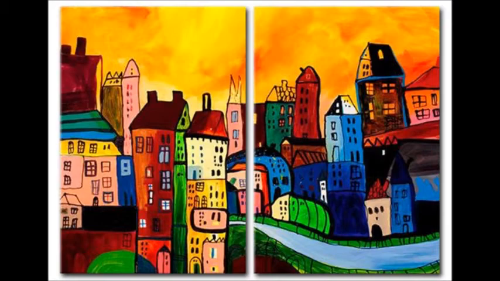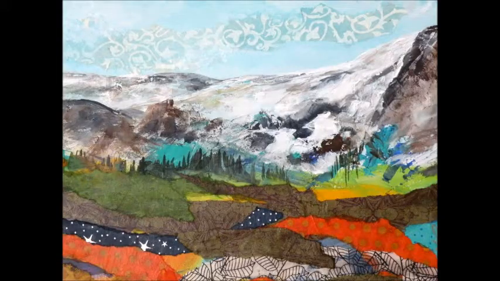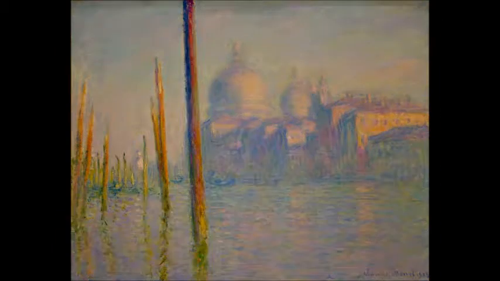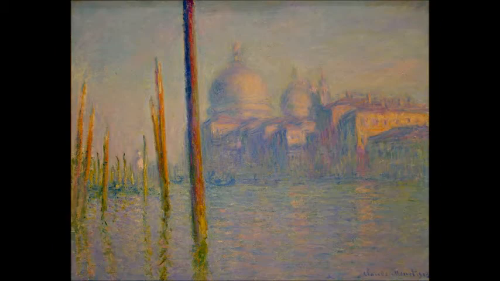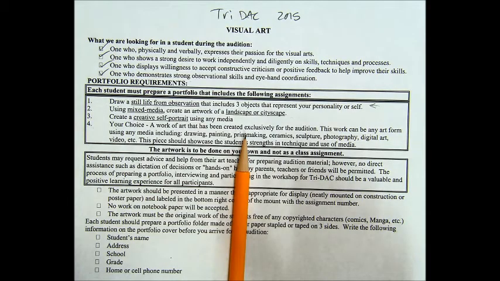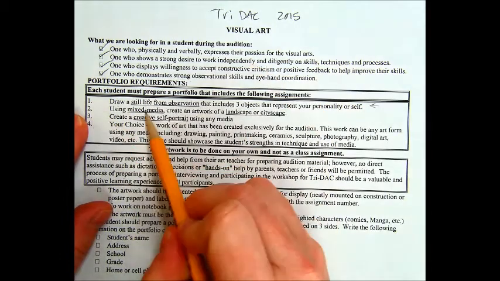Here are some examples of mixed media artworks, to give you some ideas. Here's another mixed media artwork. This is of an outdoor scene, and you can see the use of collage and painting. So mixed media, two media to create a landscape or a cityscape. Up to you. Okay, so that's your second component, the mixed media piece.